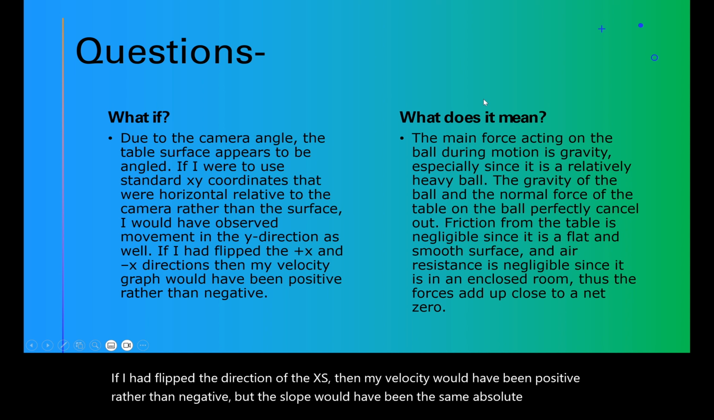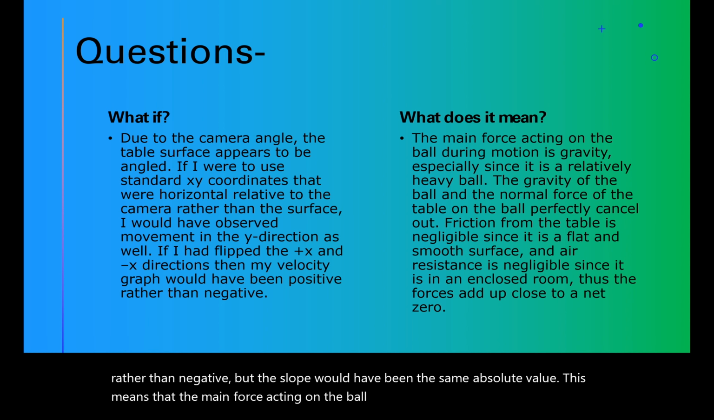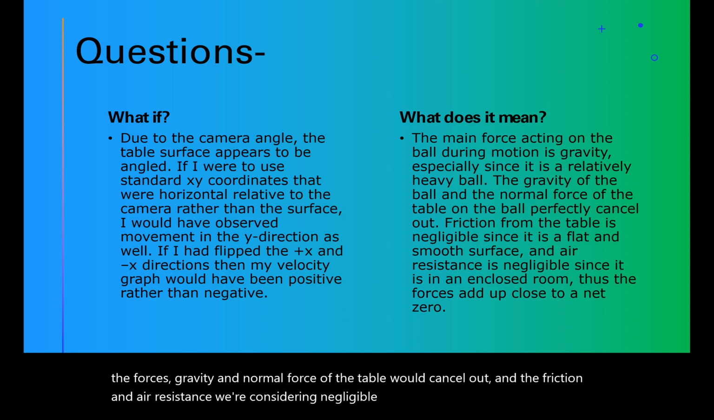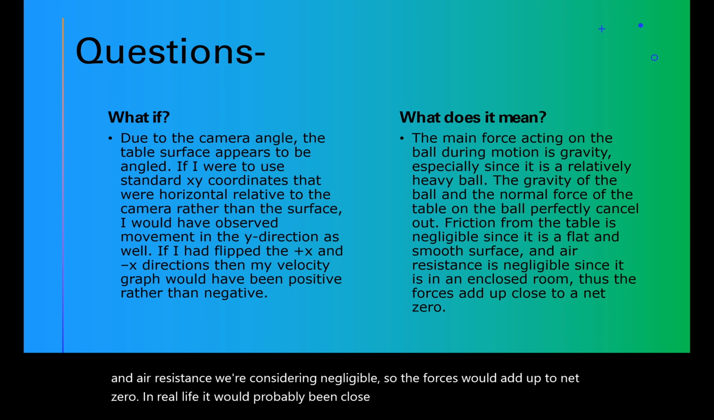This means that the main force acting on the ball during motion is gravity. So to sum up the forces, gravity and normal force of the table would cancel out, and the friction and air resistance we're considering negligible. So the forces would add up to net 0. In real life, it would probably have been close to net 0, but not exactly.